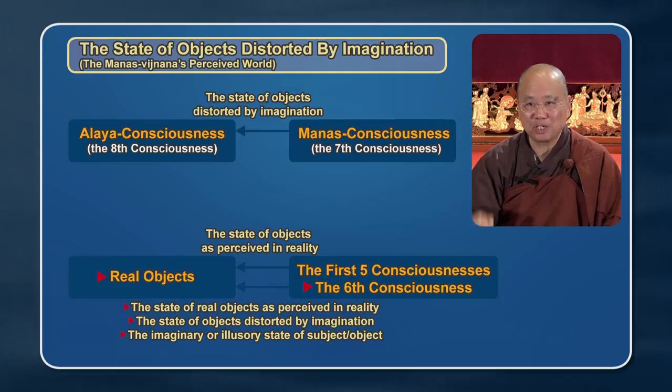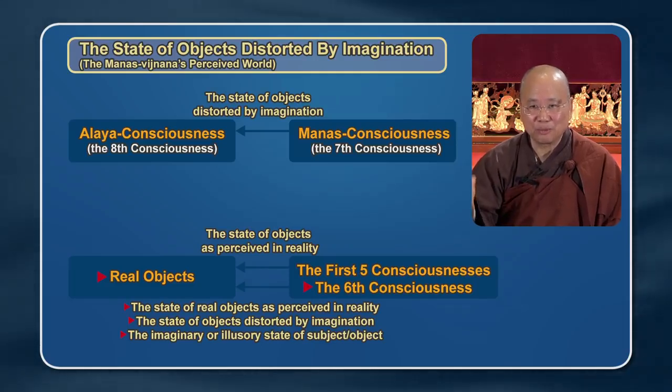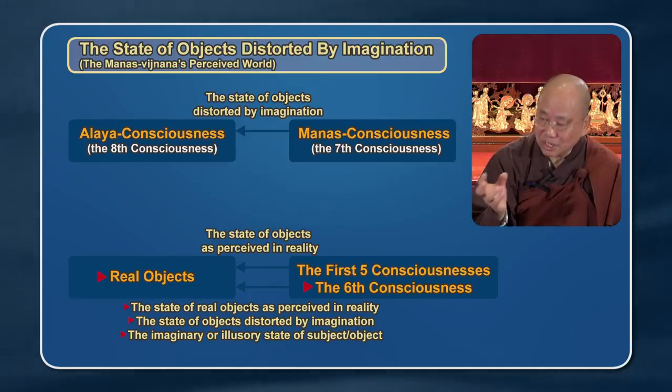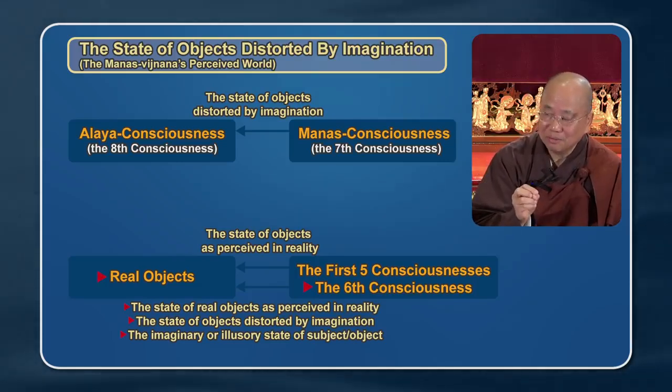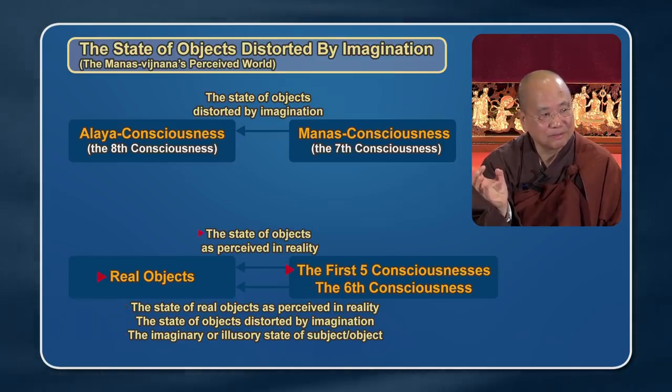The state of real objects is perceived in reality; the state of objects distorted by imagination; the imaginary or illusory state of subject and object. The state of real objects, the six consciousnesses have that state. How? Through the interaction with the first five senses.